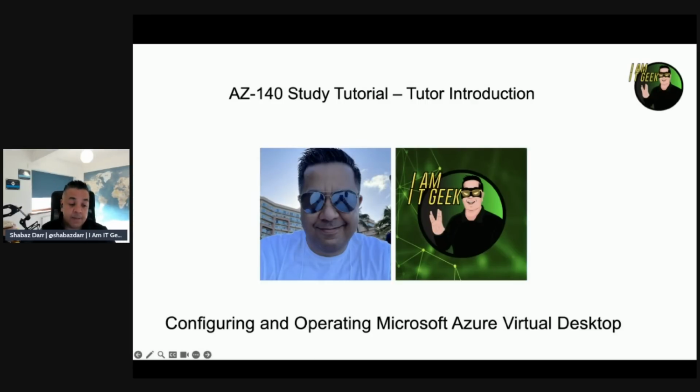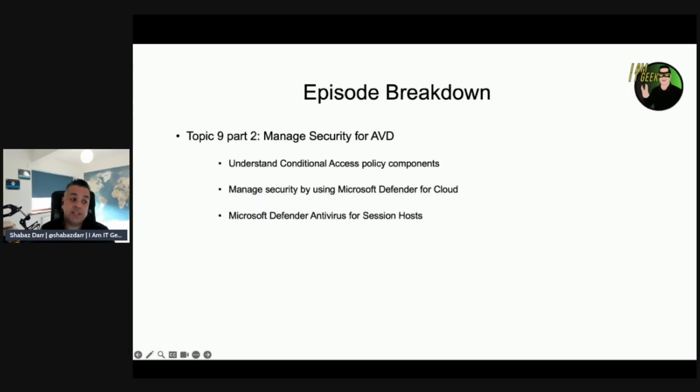This is the configuring and operating Microsoft Azure Virtual Desktop topic. So, the episode breakdown: this is topic 9 part 2. We'll talk about managing security for AVD. I think this is the second part of this topic and the final one. We're going to talk about understanding conditional access policy components, then managing security by using Microsoft Defender for Cloud, and then Microsoft Defender antivirus for session hosts. We don't have a demo or a lab in this episode, unfortunately, but we'll get back to a demo lab next episode.